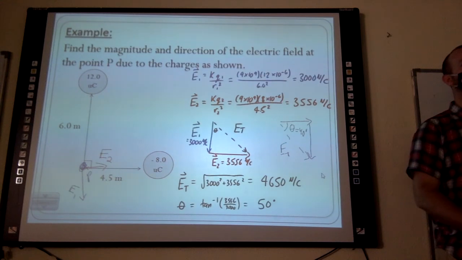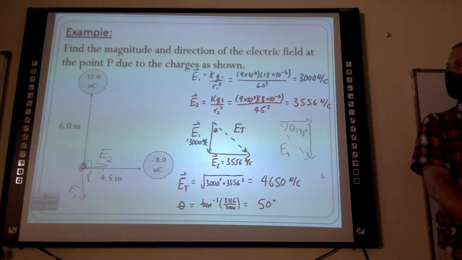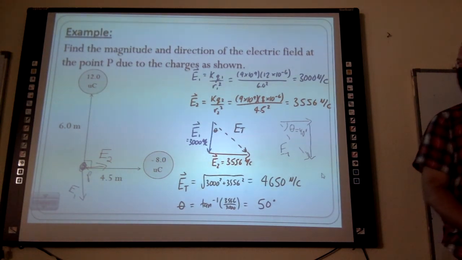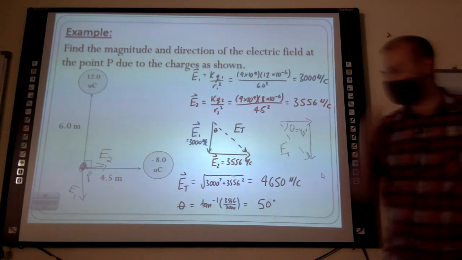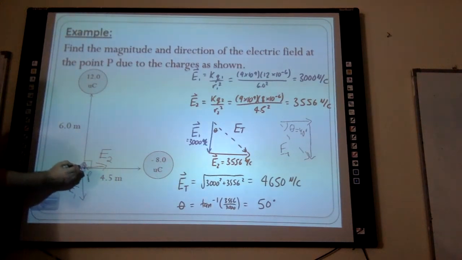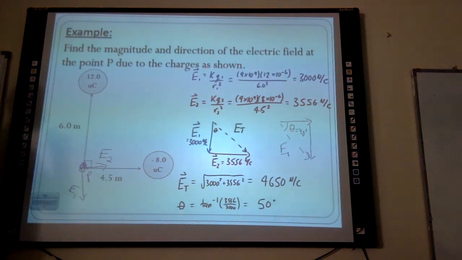Why do I ignore the diagram where the E1 is going upwards and downwards? Which diagram do you mean? The E1 is going downwards. That's because this is a positive charge, right? And at this point, we're imagining a positive charge. So it should be pointing down. Here's where the test charge is. This is the point where we're looking at what's the electric field.